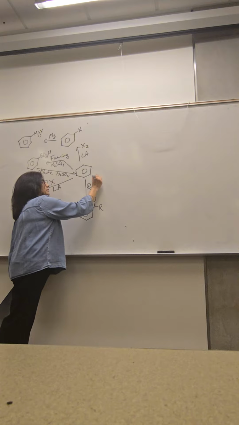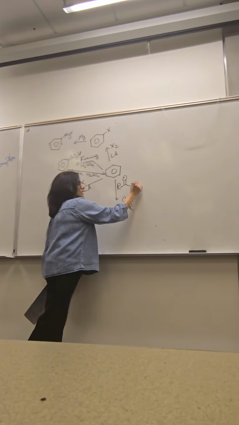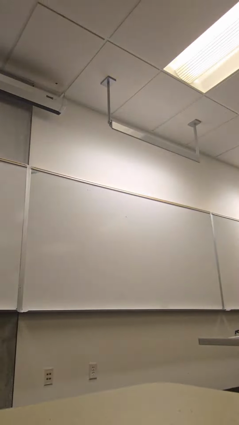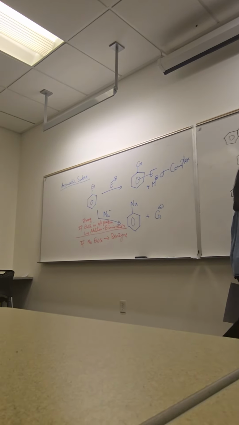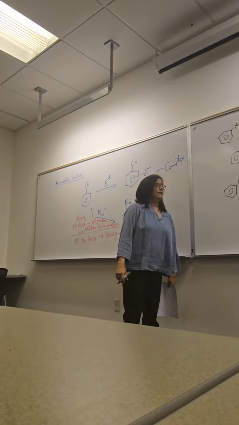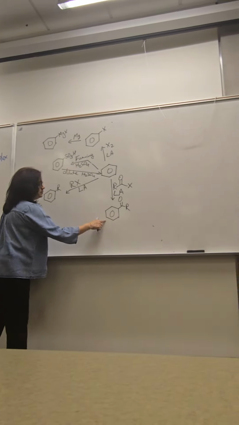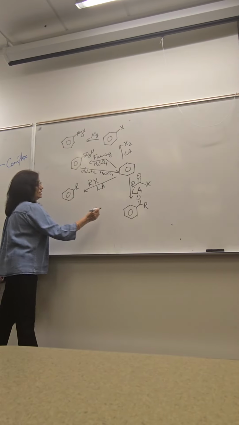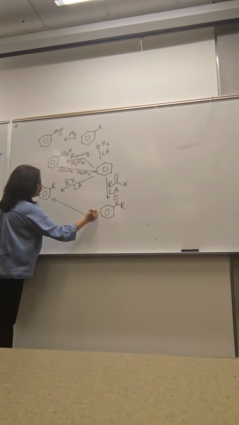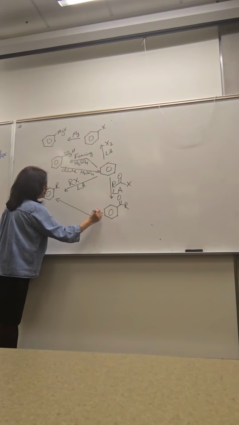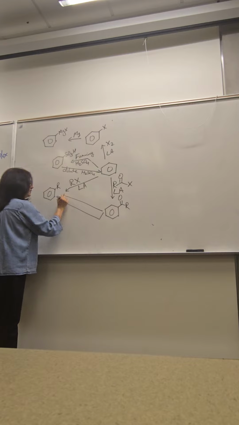This part is called acyl with either Cl or Br, and what else do we need? A Lewis acid catalyst. With the Lewis acid catalyst, the acylated product can be converted into an alkylated product in 3 different ways. What are those 3 different ways?